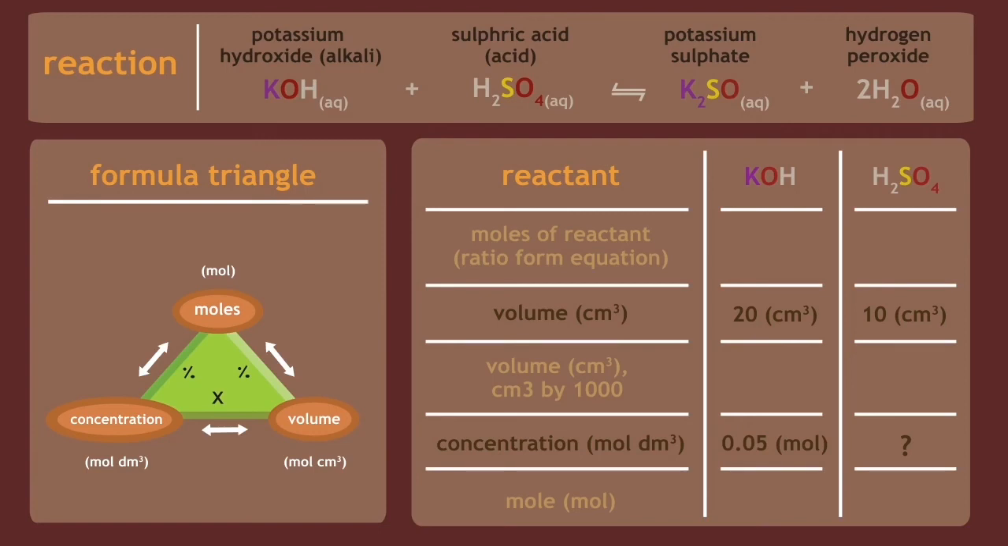Your completed table should look like this. The correct answer is that the concentration of the acid is 0.02 moles per decimeter cubed. Note there are half the number of moles of acid because the ratio in the equation is 2 to 1, where there are 2 moles of potassium hydroxide and 1 mole of sulfuric acid. Did you get it right?